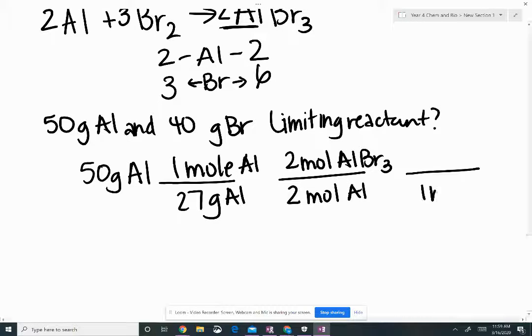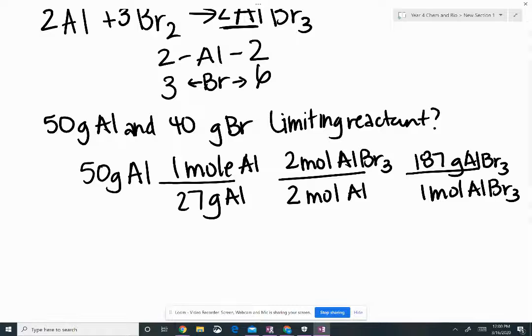So for every 1 mole of AlBr3, there are how many grams? I have 27, and then bromine weighs about 80. So I have to do this math. 80 times 2 is 160, plus adding that 27, and so that'll be about 187 grams of AlBr3.